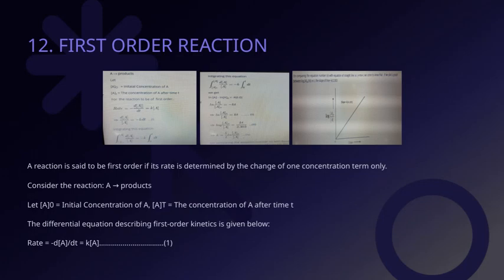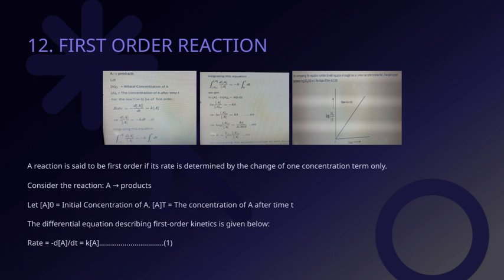The rate of the reaction is equal to the negative change in concentration of A over time, expressed as d[A]/dt, and this equals k times [A], which is the concentration of A at any given time. This is our fundamental differential equation for a first-order reaction. Here, [A]0 represents the initial concentration of A before the reaction starts, and [A]t is the concentration of A after a certain time t. This helps us track how the concentration changes as the reaction progresses.